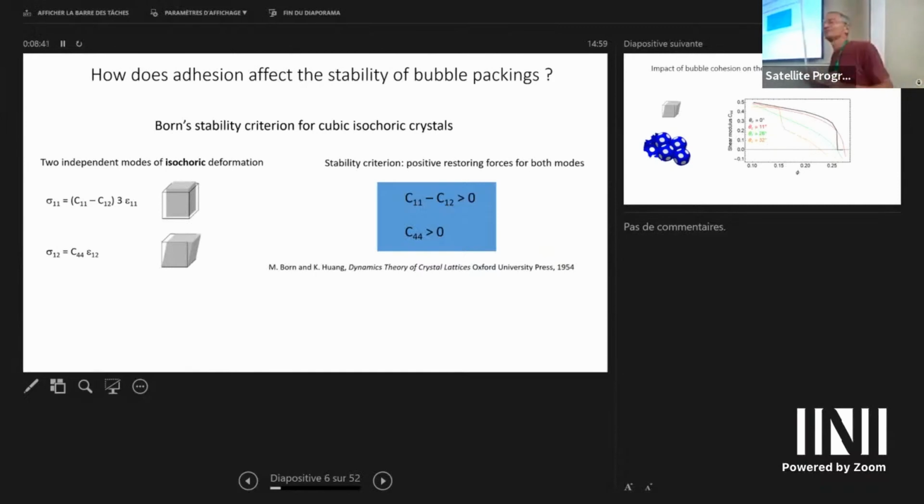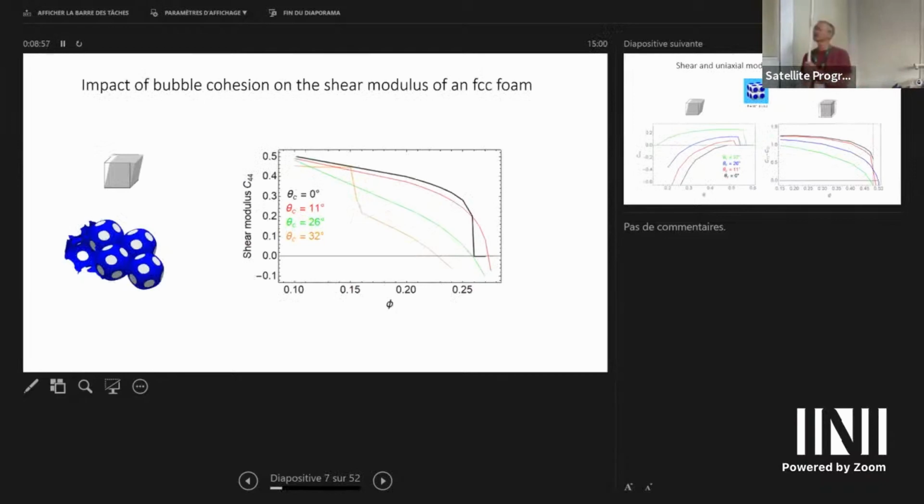And in the language of crystal physics, it's the elastic constant C44, which is essentially about shear, which has to be positive, and some other elastic constant, which is about uniaxial pulling. And if you've got positive restoring forces for the two, well, the thing is stable. Okay, so now we take our FCC packing. This is a Surface Evolver simulation of that kind of thing. And you ramp up adhesion and you watch what happens to the restoring force in the case of a shear that you apply to this thing.